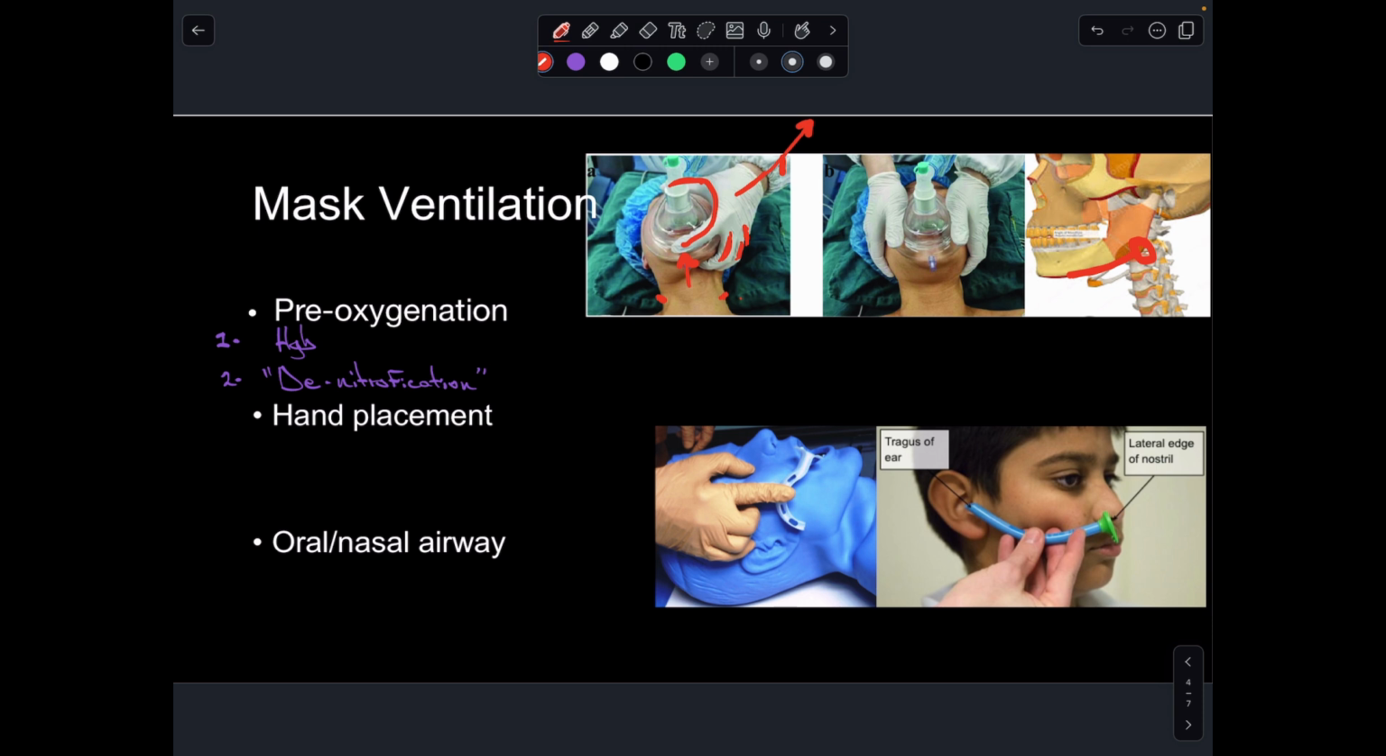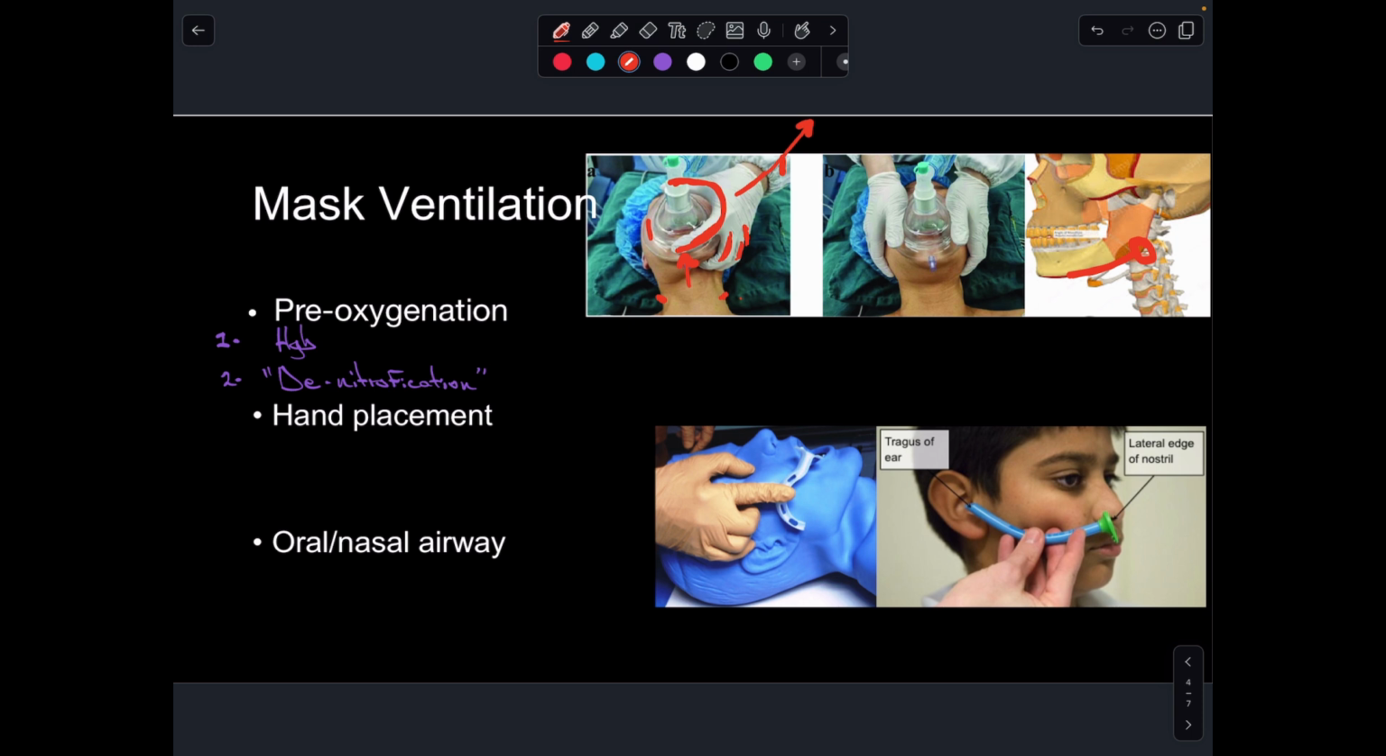Another thing that made a big difference when I was trying to mask ventilate is this C shape that you're forming. I was forming a very wide C, kind of like that. And it made it difficult for my fingers to control this aspect of the mask because my hand was so far over to the patient's left.